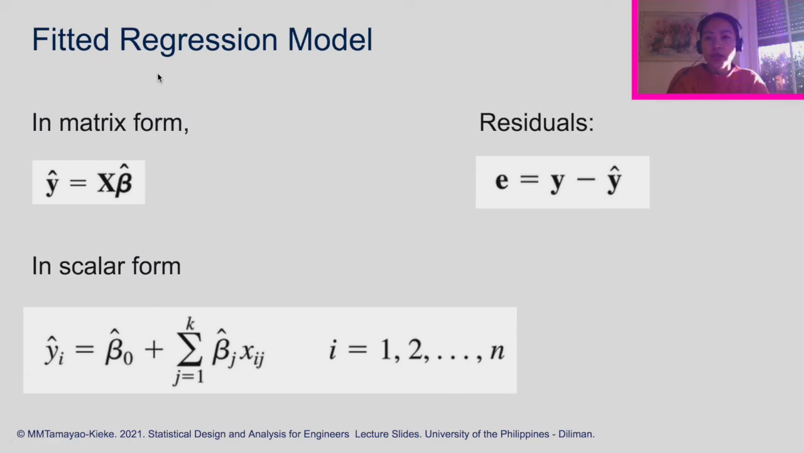So the fitted regression model in matrix form would be y hat equals X beta hat, and the vector of residuals is just equal to y, the actual observations, minus y hat, which is the vector of predicted values. In scalar form, that would be y hat i equals beta naught hat plus the summation of beta j hat x sub ij from j equals 1 to k, for all i equals 1 to n.